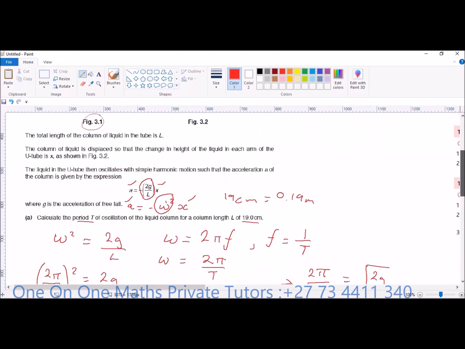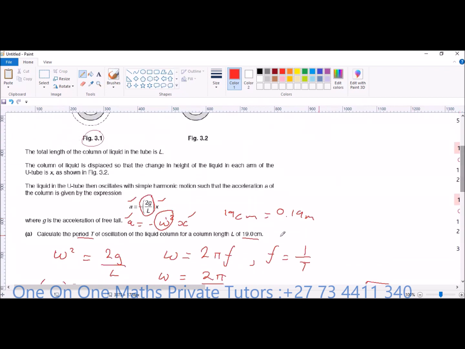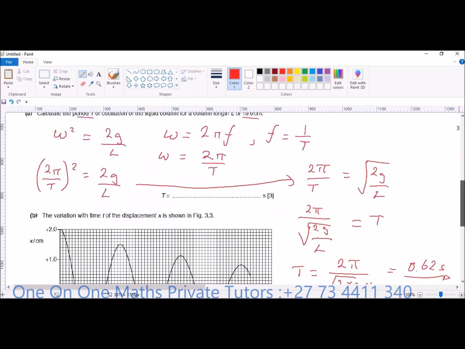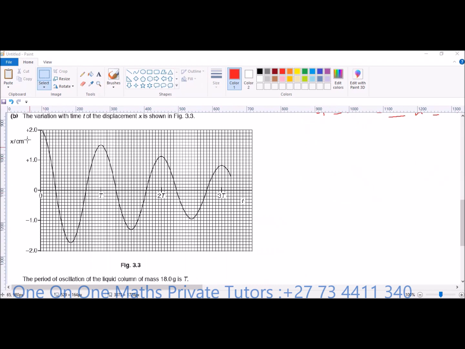Our information is given to two significant figures, so we can leave it at two significant figures. 0.62 seconds is the period. Right, okay, let's go to question B.